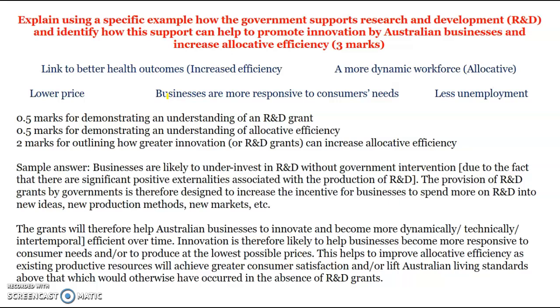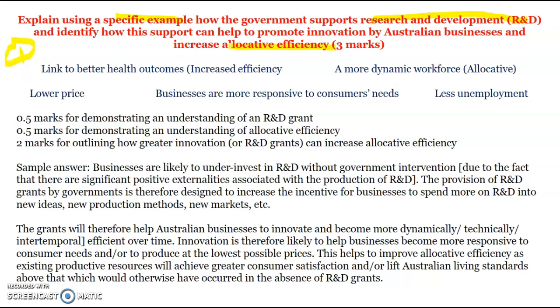So I just want to go through a couple of questions with you for the last 10 minutes of this video. So for example, this one here: explain using a specific example how the government supports research and development. So it's asking you for an example first. So there's clearly a mark in it for the idea, and how those innovations can promote allocative efficiency. So allocative efficiency, people really struggle with this one. Allocative efficiency is about maximizing living standards.